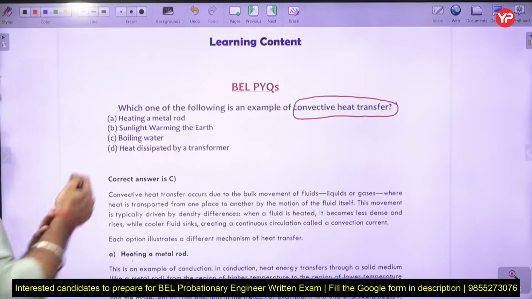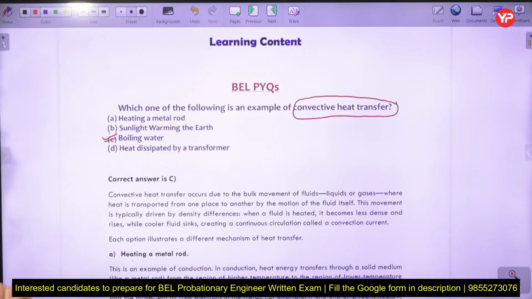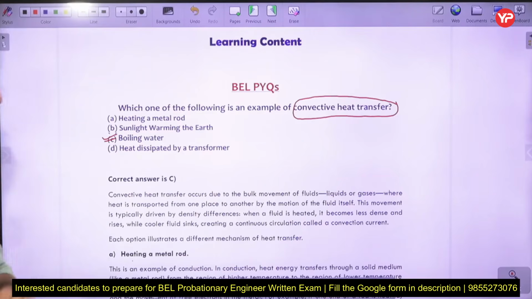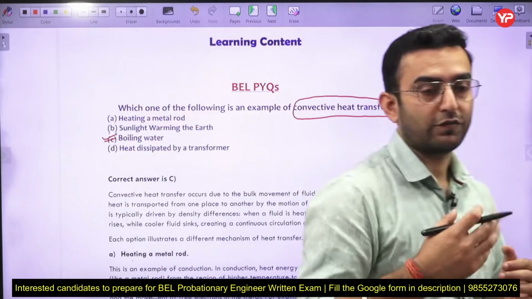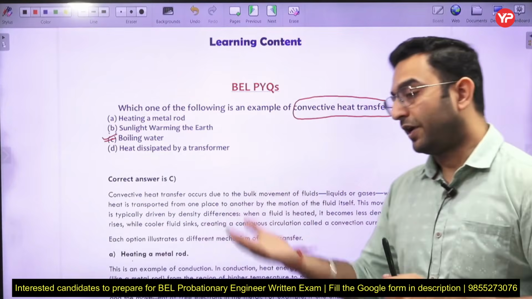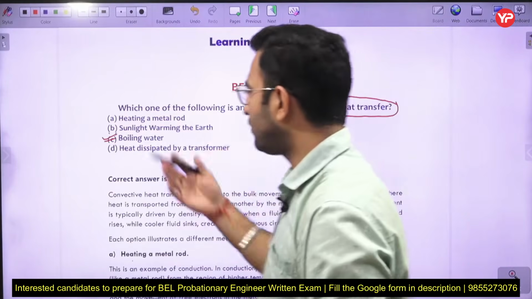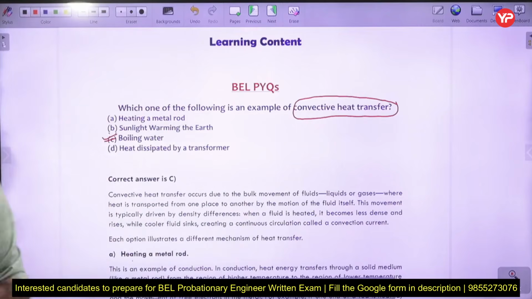Next part, boiling water. From the name itself, the heat transfer is going to be predominantly by convection only. Why? Because in boiling water there is continuous random motion of atoms, molecules or fluid particles, which take the heat from the heated surface due to bulk motion. So that is a simple question, and it is a practical example of convective heat transfer.